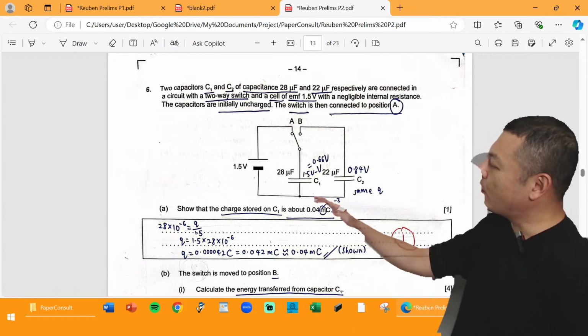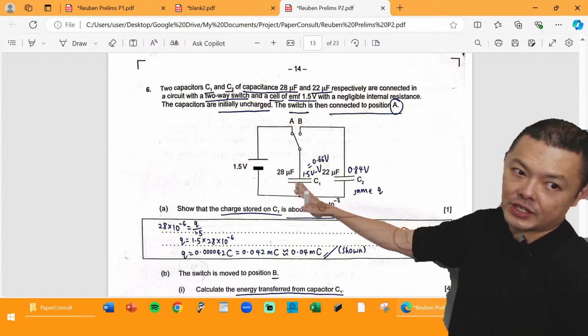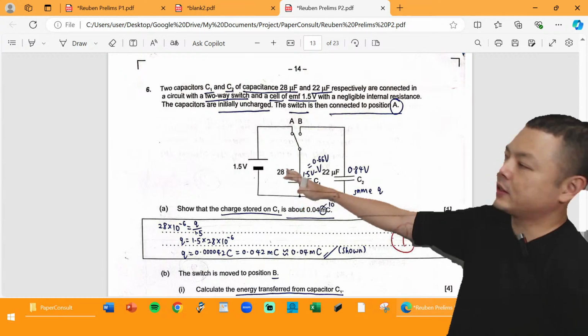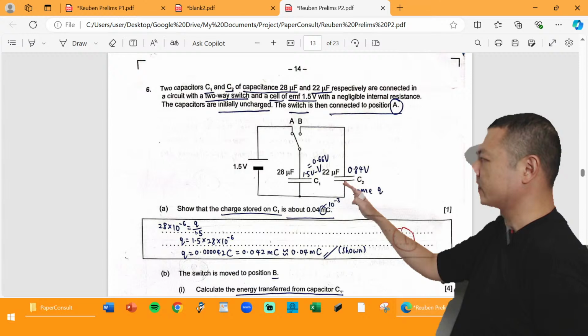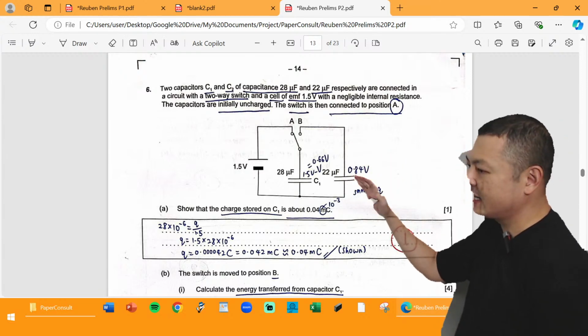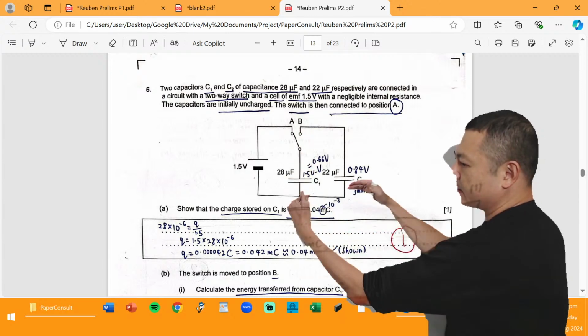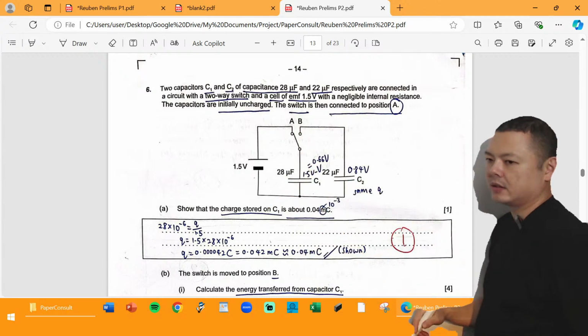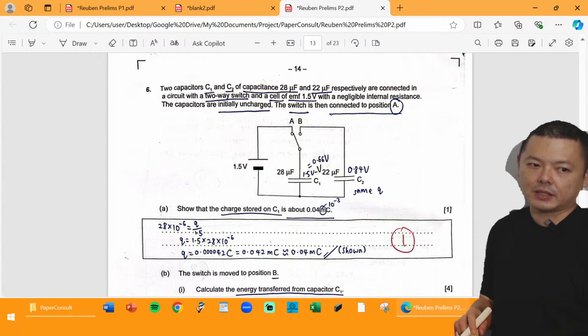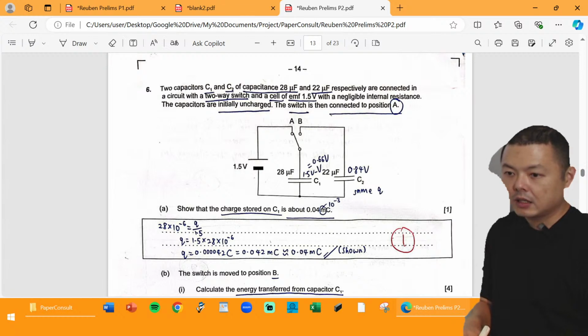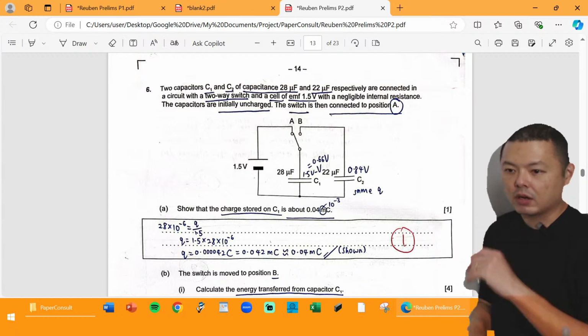So the whole idea is that it will start off with a certain voltage, then once you switch over to this side, it will discharge over to this side. So this side here, the voltage will rise, this side here, the voltage will drop, but they'll meet somewhere in the middle, and then they will stop discharging to each other. Yeah lah. I thought they stop discharging when they have the same charge. Then wrong.